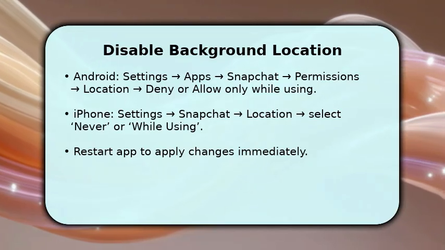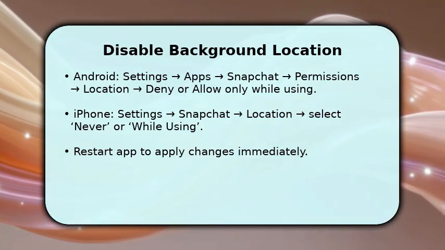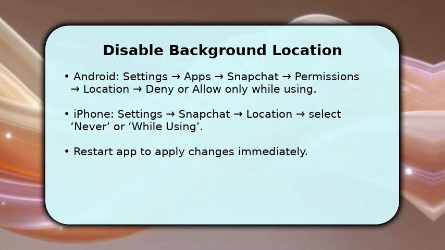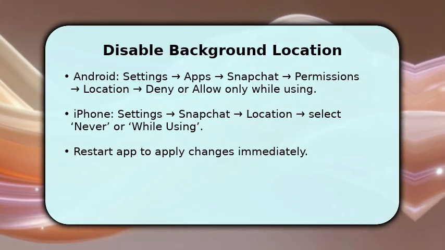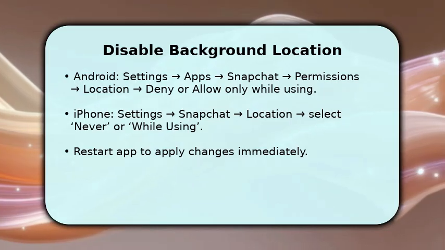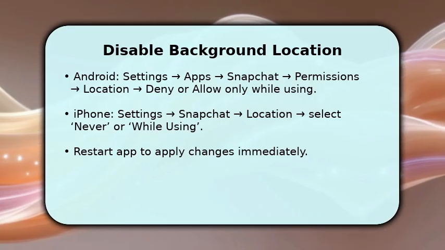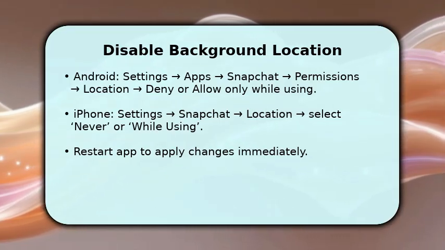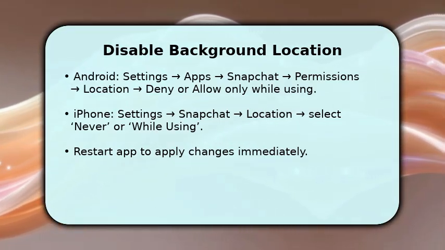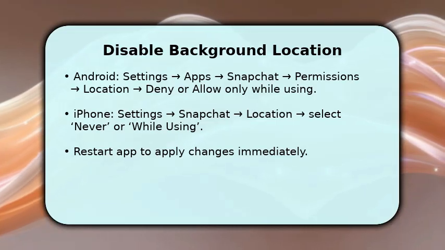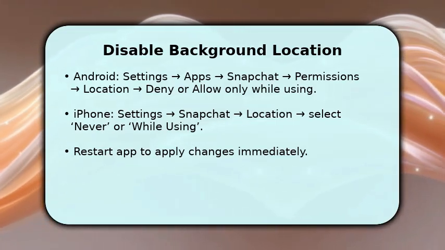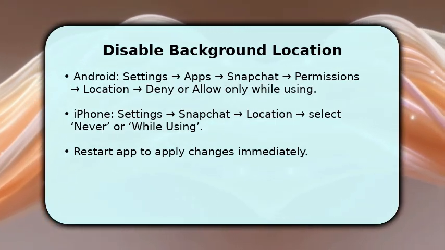On Android, open System Settings, find Apps > Snapchat > Permissions > Location, and select Deny or Allow only while using. On iPhone, go to Settings > Snapchat > Location, and pick Never or While Using. Once you change it, force close and reopen Snapchat to apply the permissions. This prevents passive updates and ensures your chosen ghost mode holds.